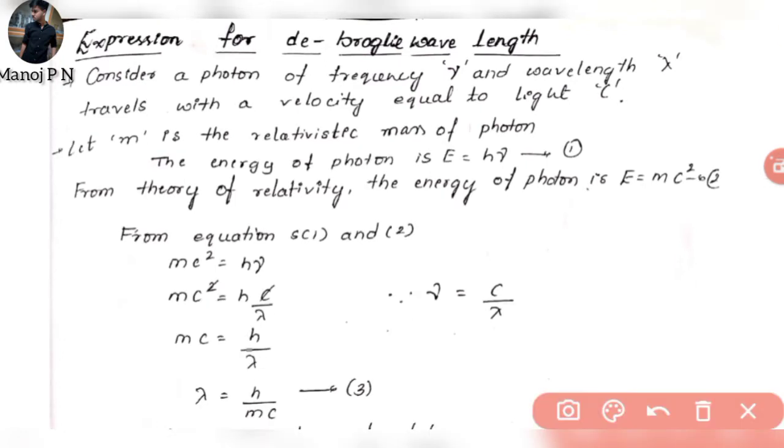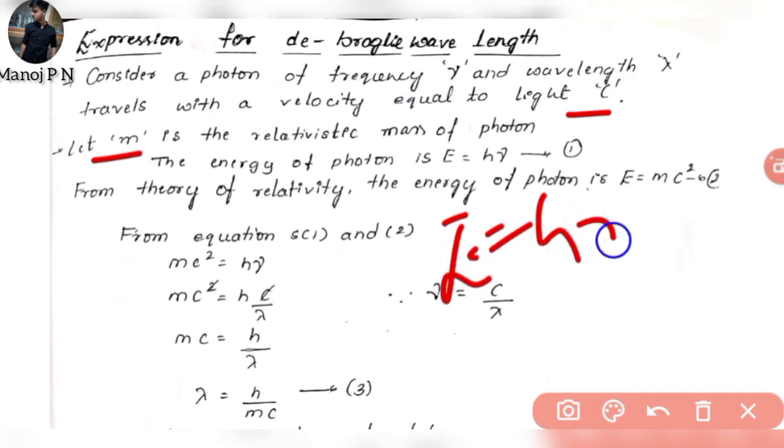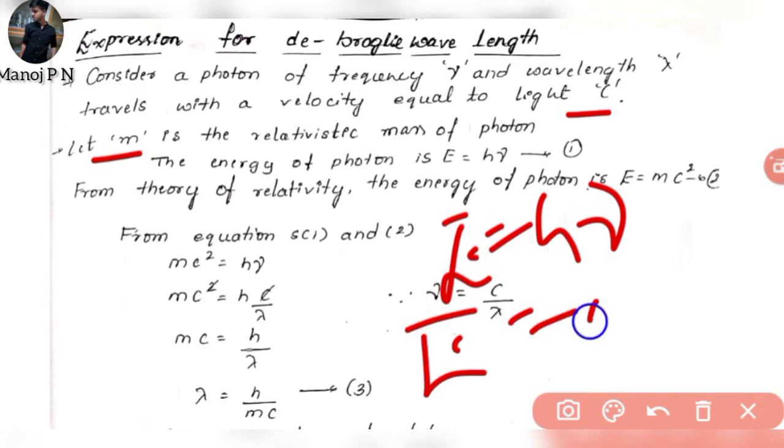Consider a photon of frequency nu and wavelength lambda, which travels with a velocity equal to the speed of light c. See, to study physics, you have to be strong with your imagination because you have to assume a lot of things. Let m be the relative mass of the photon. The energy of the photon is E equals h nu, and by the Einstein equation, E equals mc square.